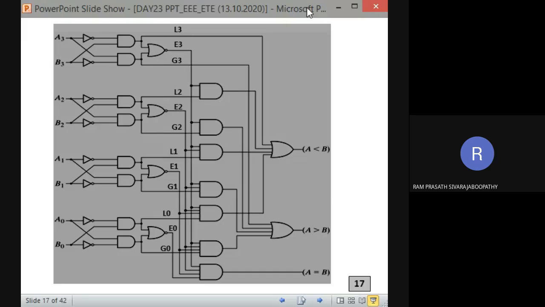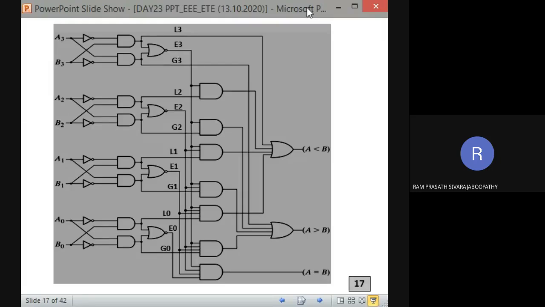Can you see it now? Srihari, can you see it now? Yes, okay. Kindly take a screenshot of this diagram. Okay, so now I will move with the next topic.